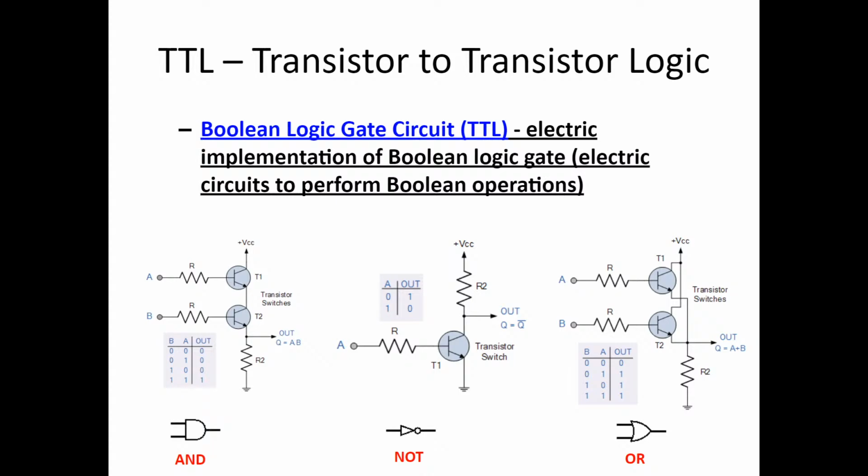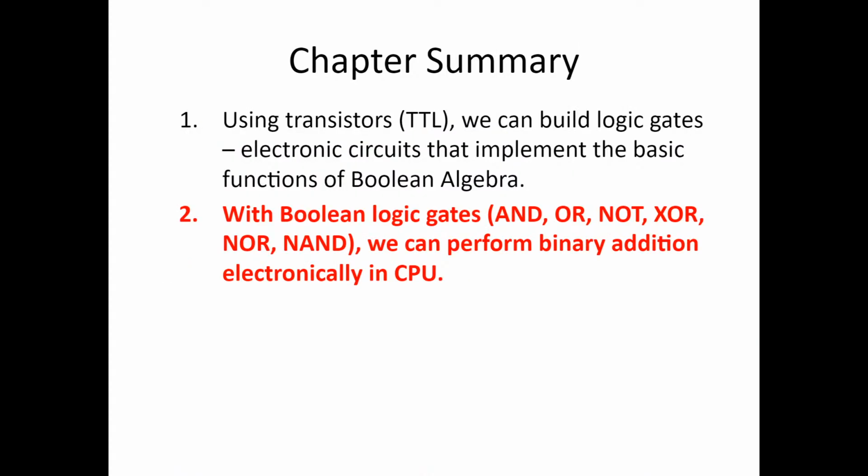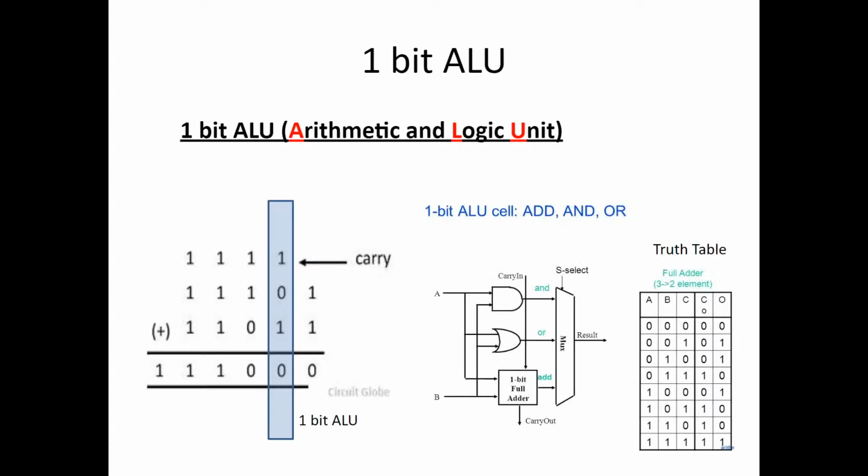So that's what I have here. Just to summarize what we saw there. Basically, the transistors or the TTLs can build logic gates, electronic circuits that implement the Boolean algebra that we learned last class. And so with these new Boolean logic gates, we can perform binary addition electronically in the CPU.